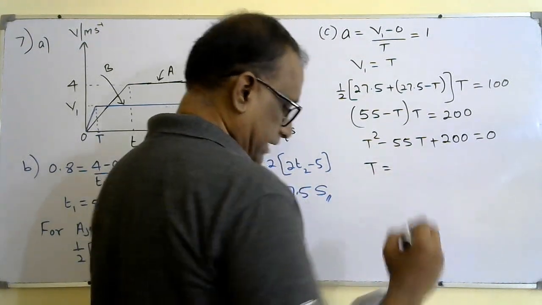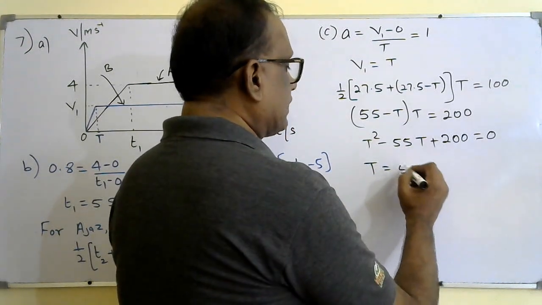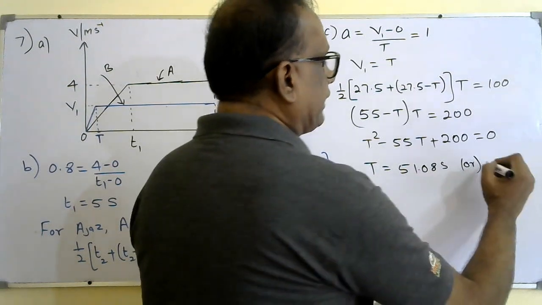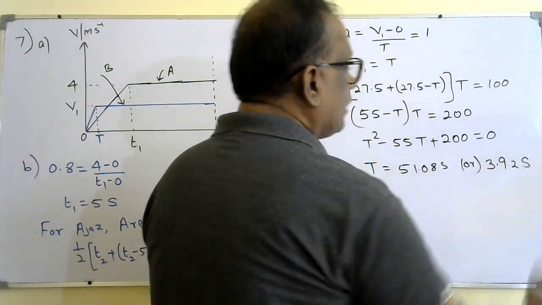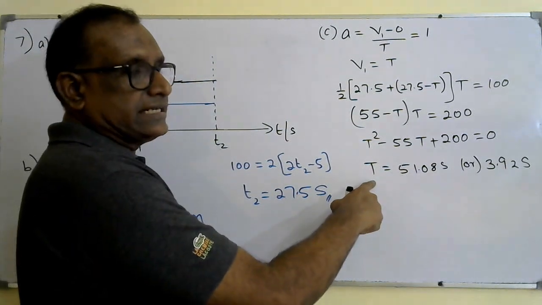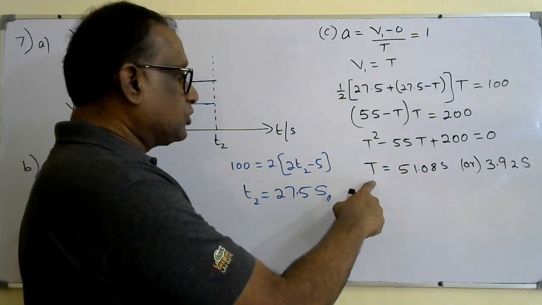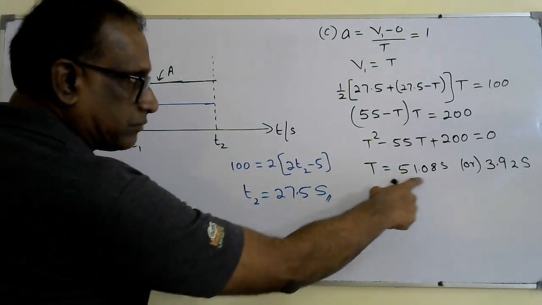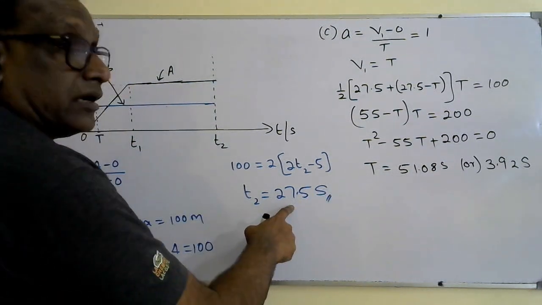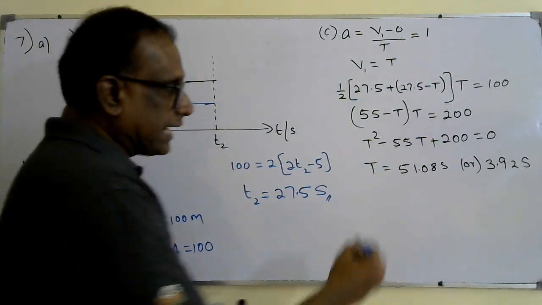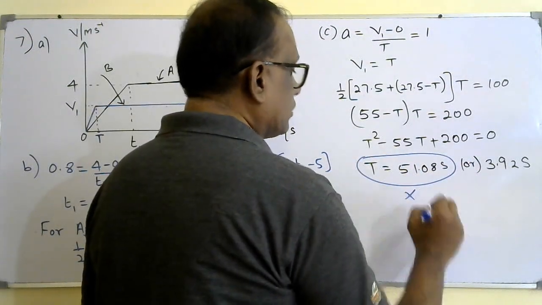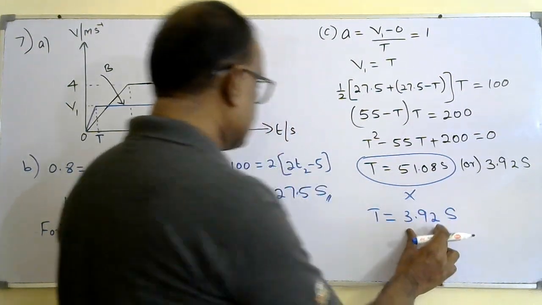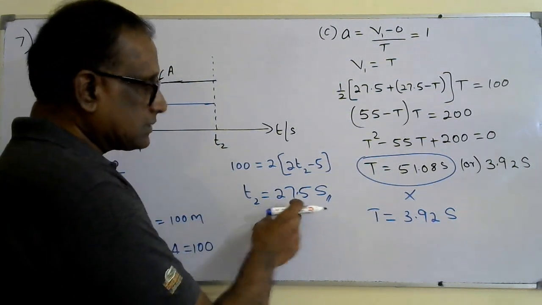You will get the value for t as 51.08 seconds and 3.92 seconds. But 51.08 is wrong, because the time he accelerated must be before he reaches the finishing line. The total time taken to reach the finishing line is 27.5. So a time of acceleration greater than that never happened, and this is not an acceptable answer. So the final answer t is 3.92 seconds, which is less than the total time he runs. Okay, so this ends.